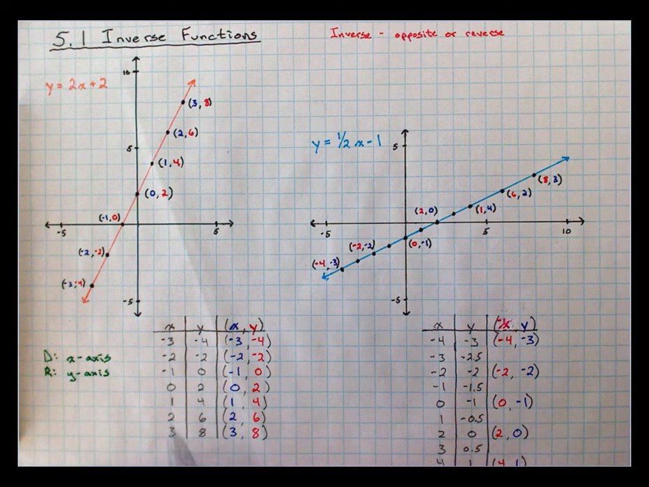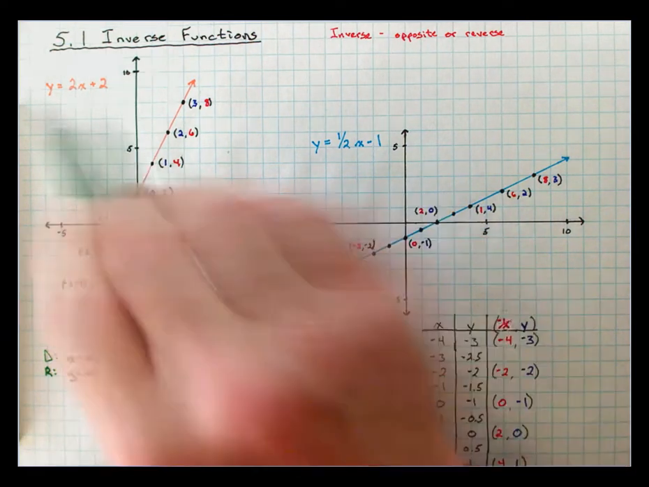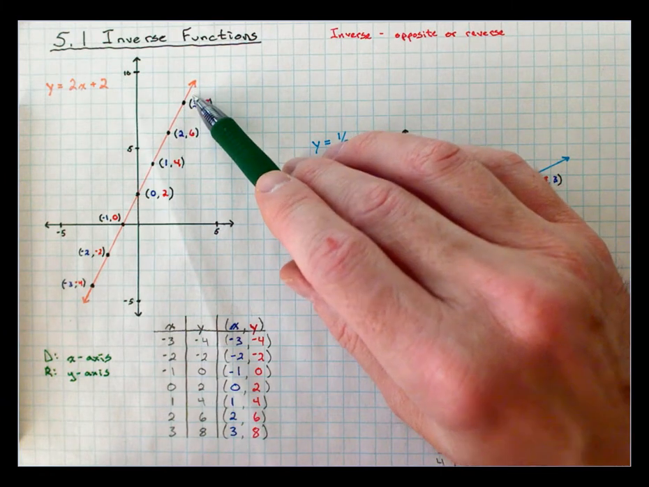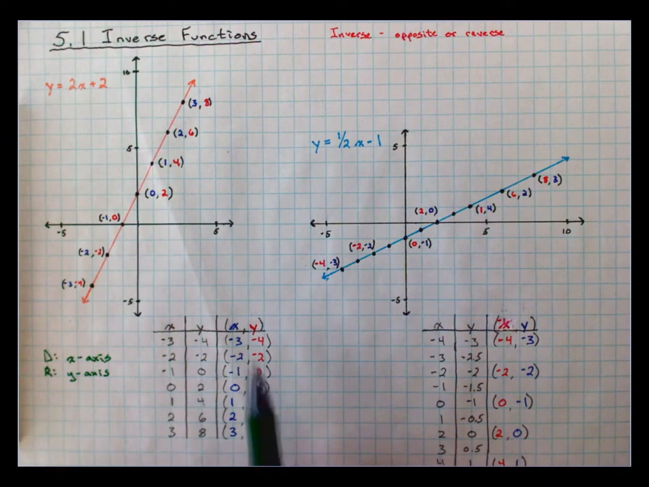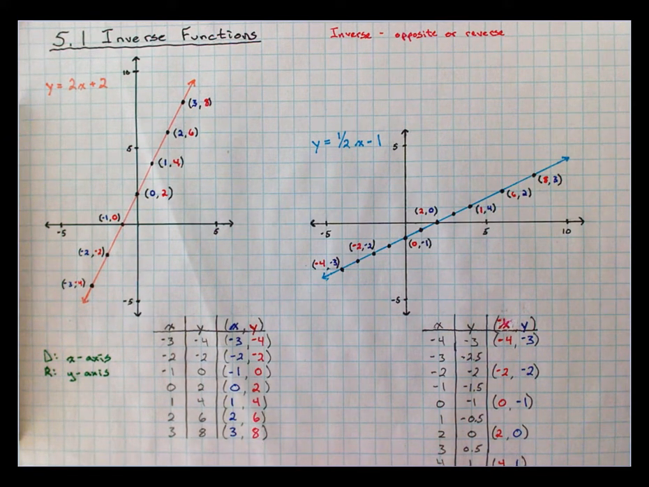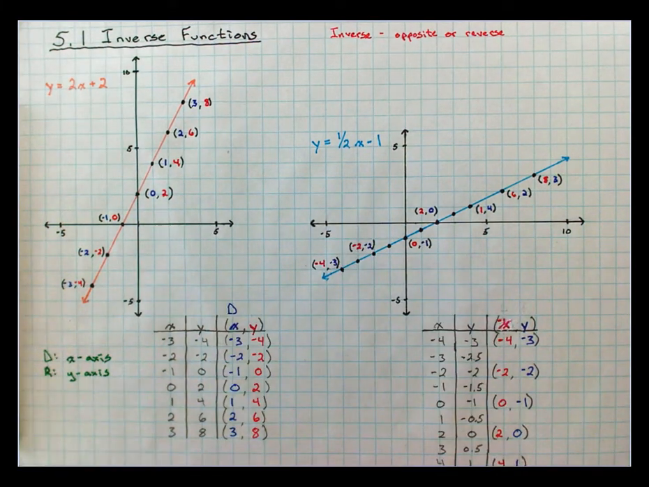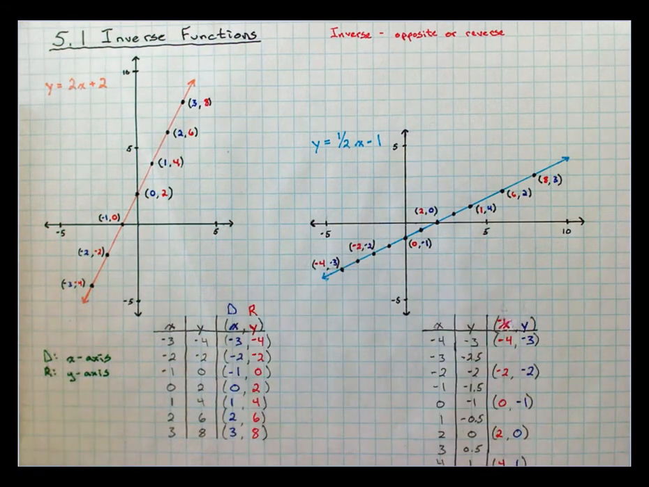And if you'll notice, I have plotted some points on the equation y equals 2x plus 2 on its graph. And I have labeled my x values and my y values, and then I have joined them together, writing the coordinate for each one. I have chosen to write the domain in blue and the range in red for my first equation.